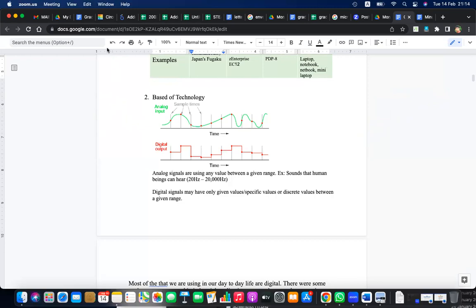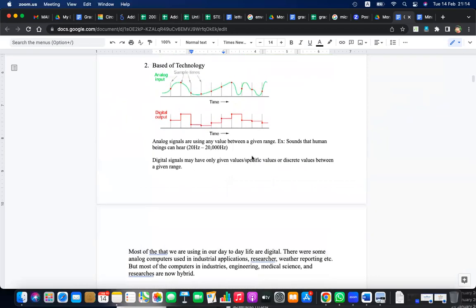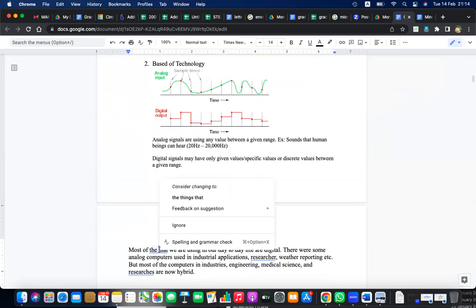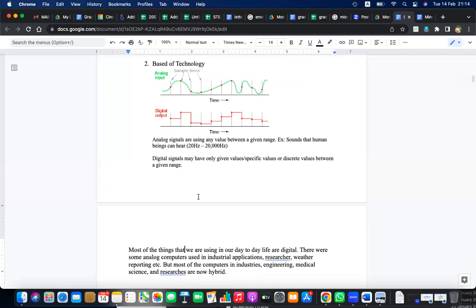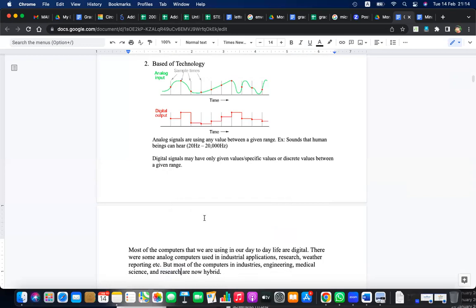Digital signal means data at transit, data that is moving. So only the specific levels. We call it digital. Okay, the computers can be divided into two categories. Most of the computers that we are using in our lives are actually digital. Then analog computers are used in industries, in research and in weather reporting. But nowadays, computers in industries are hybrid, using both analog and digital.